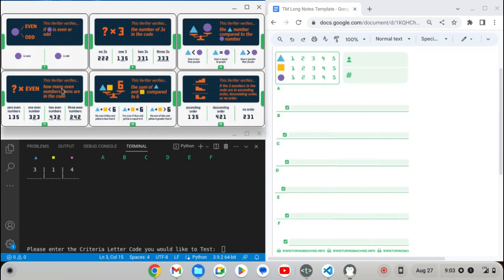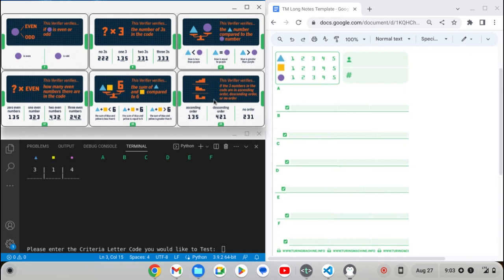Criteria card D will look at our 3-digit solution and will let us know how many of those digits are even. Are there no evens? Is there a single even? Maybe 2 evens? Perhaps all 3 are even. Criteria card E will look at our first 2 digits, triangle and square, add them up, and compare that sum to the number 6. So should the sum be less than 6? Should the sum be equal to 6? Or should the sum be greater than 6?